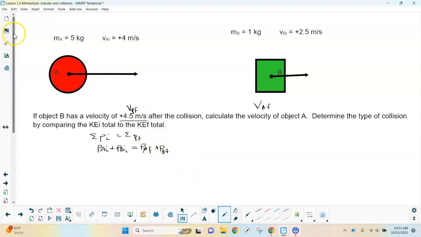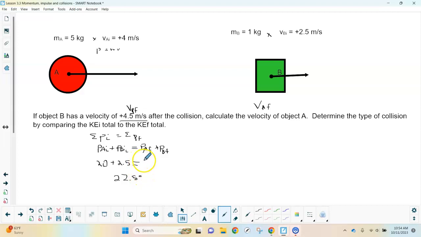So if we do the math again, for A, it'd be 5 times positive 4, which is just 20. And then 1 times 2.5 is 2.5. I'm skipping a couple steps here, but again, it's just P equals MV for each one of these. So we're just multiplying 5 times 4 to get 20 and 1 times 2.5 to get 2.5. So 22.5, that's the total momentum that we're dealing with in this situation.